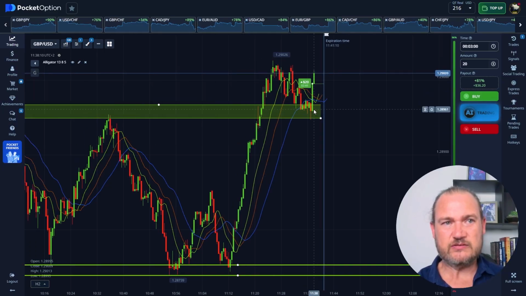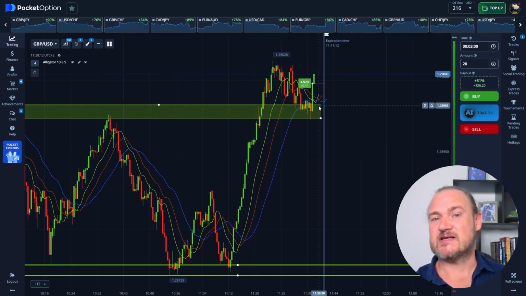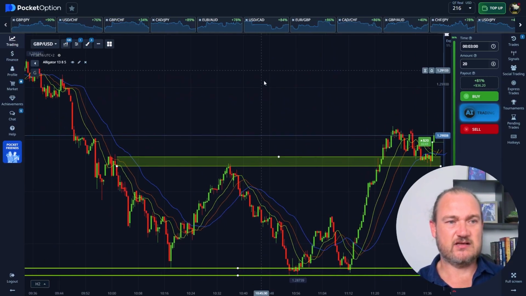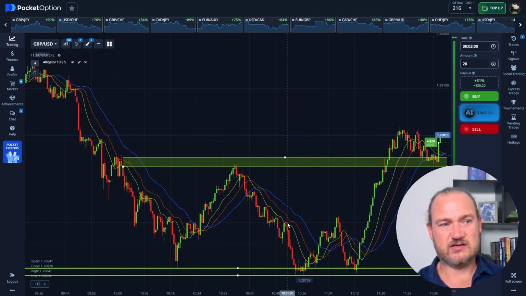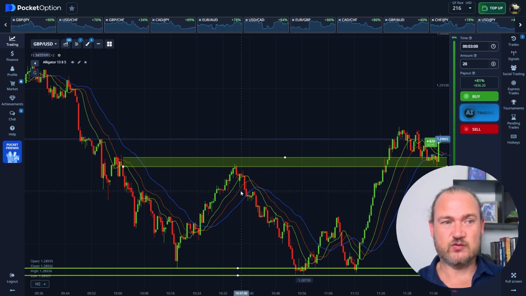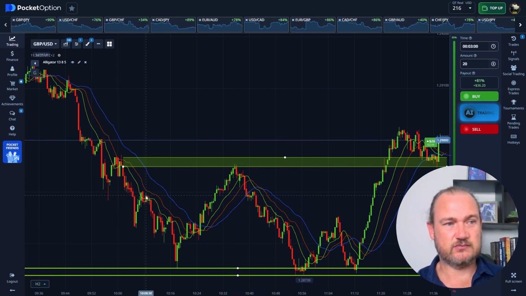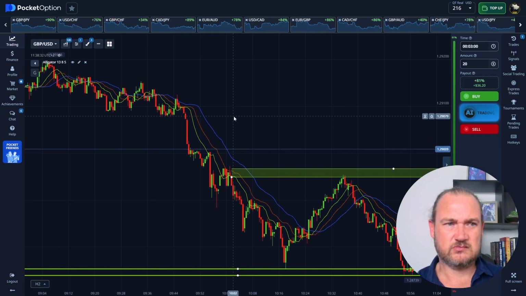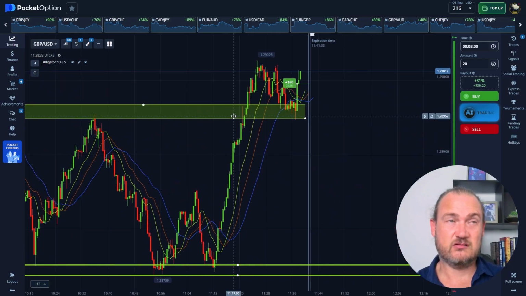And there we go. Remember, the alligator also works as dynamic support and resistance areas. So we can see how it sticks to the alligator lines. It won't always be one of them. It could be different ones. We can see that there it was sticking to the middle line. I think it's a jaw line. Jaw, teeth, and mouth.